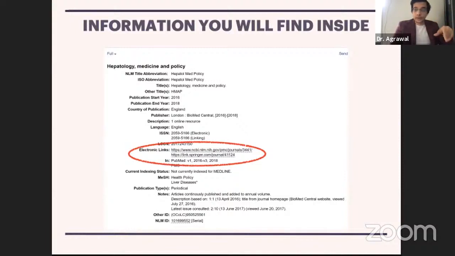There you'll find links to the journal itself, so you can go directly on their website, see what the impact factor is, etc. But this is essentially a good way to determine the names of journals that are there and what you can do with them, right? But it says it's currently not indexed for Medline, so it's best to make sure that it is indexed for Medline. Those would be the most sought after journals.